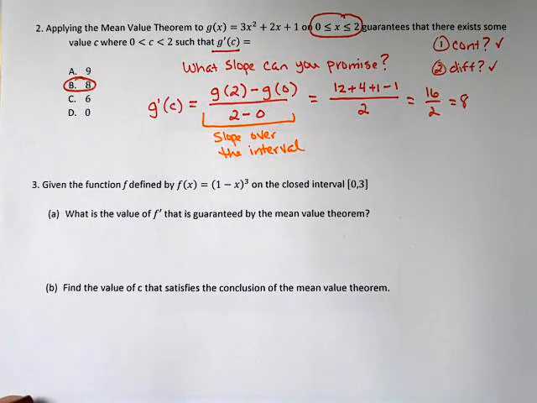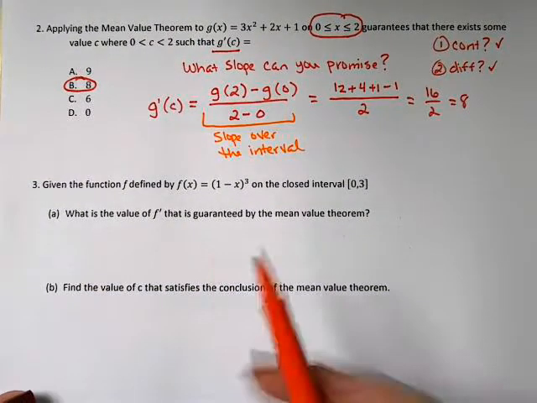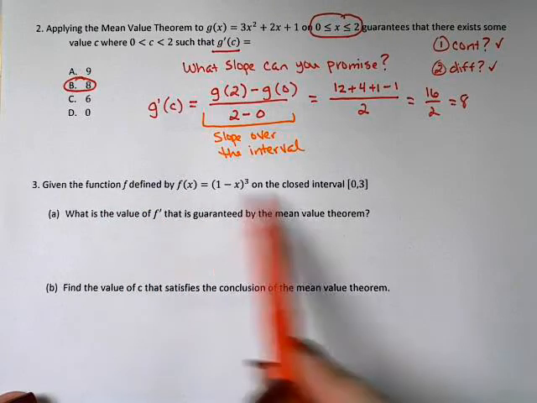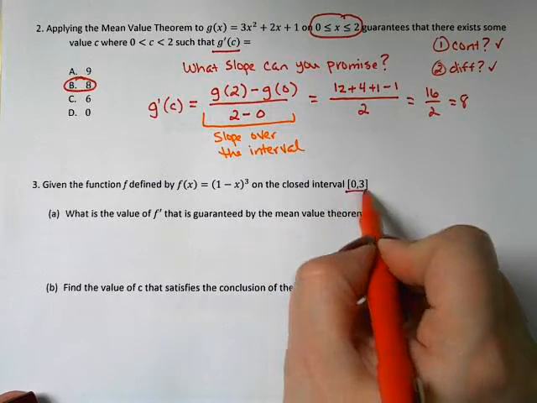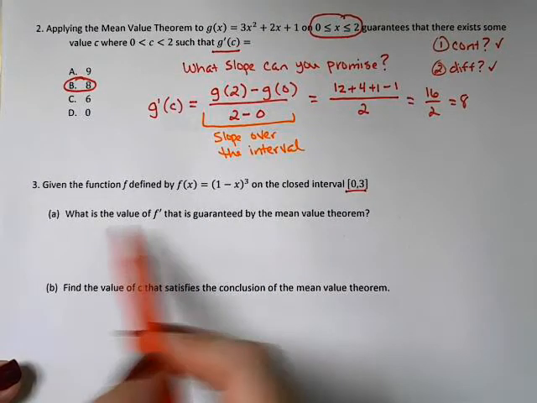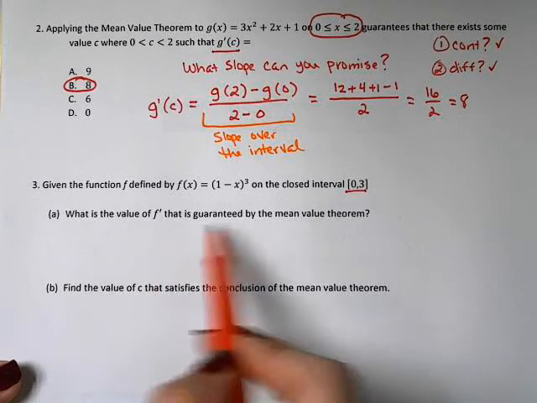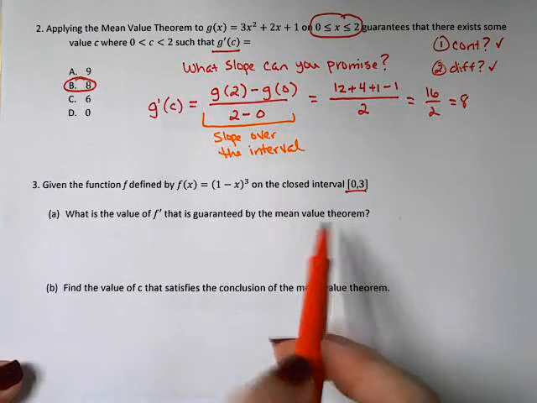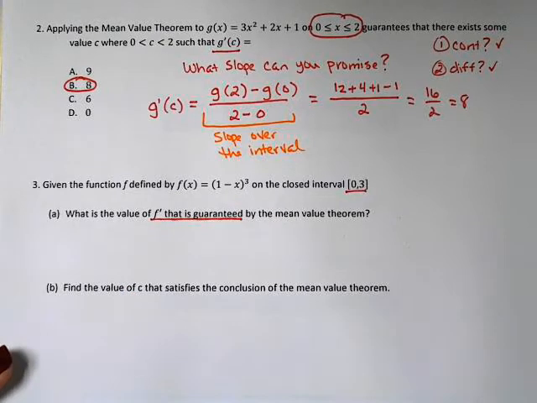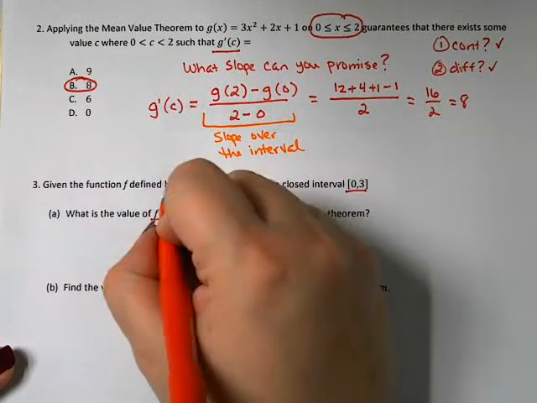All right, so let's look at question 3. So question 3 says we're given this function on this closed interval from 1 to 3. And so we're looking at what is the value of f prime that is guaranteed by the mean value theorem. So in other words, f prime that's guaranteed means what slope can you promise?